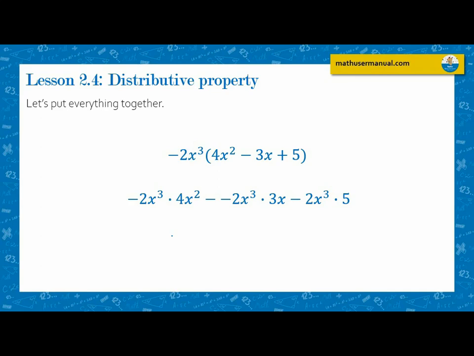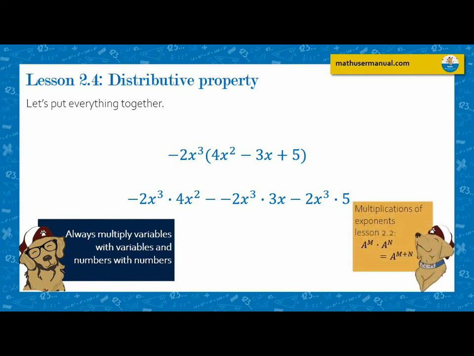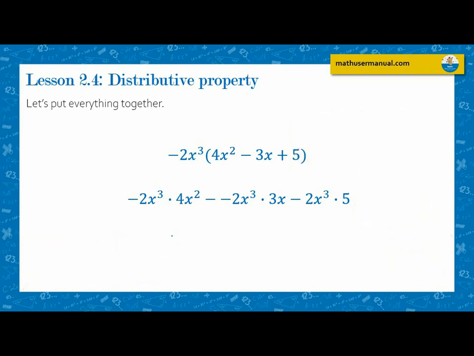Now we just proceed to simplify. Remember, we always multiply variables with variables and numbers with numbers. Also, the multiplication of exponents we learned in lesson 2.2. And one more time, positive times negative equals negative, and negative times negative equals positive. You can pause the video if you need more time to review these rules that we will need to simplify this expression.